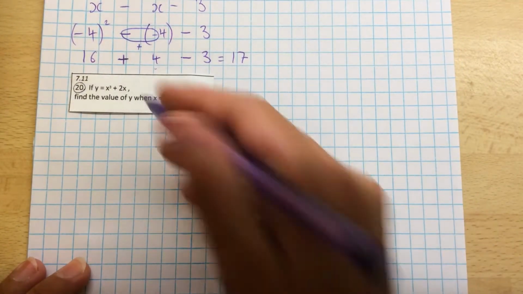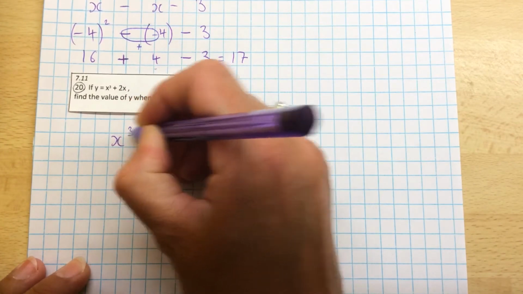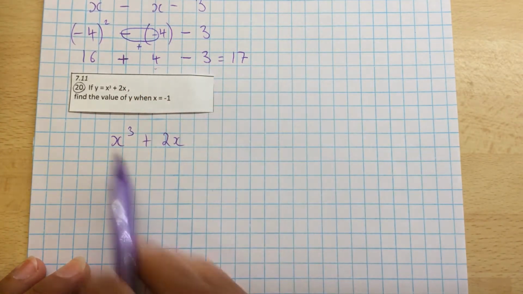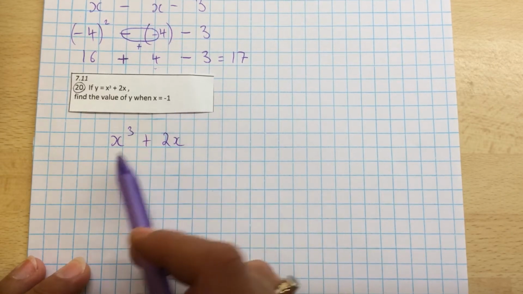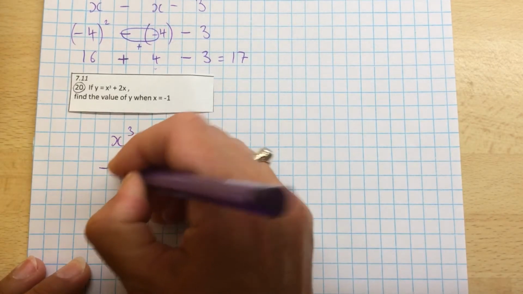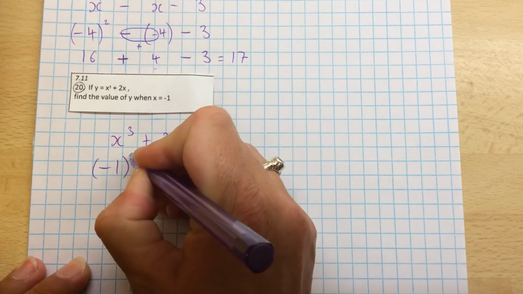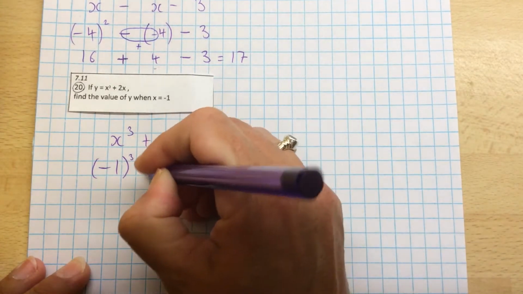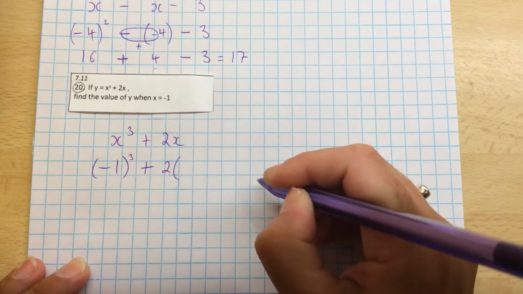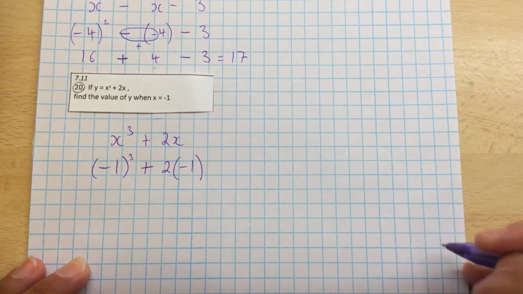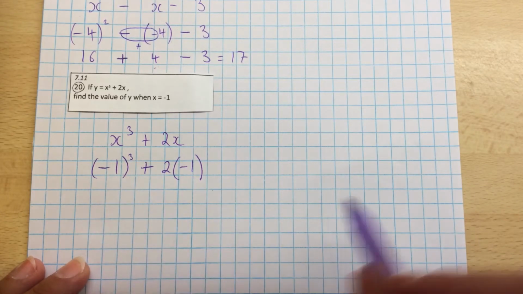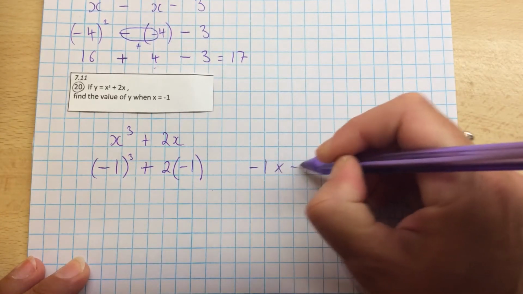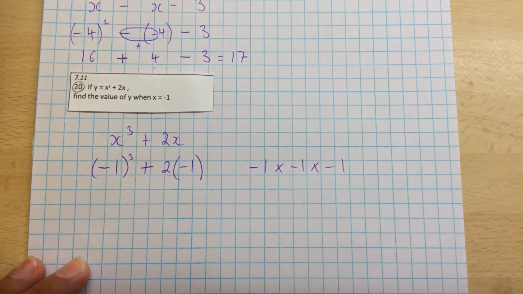This time, y is x cubed plus 2x, and we want to find the value of y when x is negative 1. So let's swap in, or substitute, negative 1 into this expression in the bracket. Looks like that. Add 2 bracket negative 1. Okay, so that's what we're doing. First of all, we're doing negative 1 cubed. Now, negative 1 cubed means this. We've got to multiply negative 1 three times.